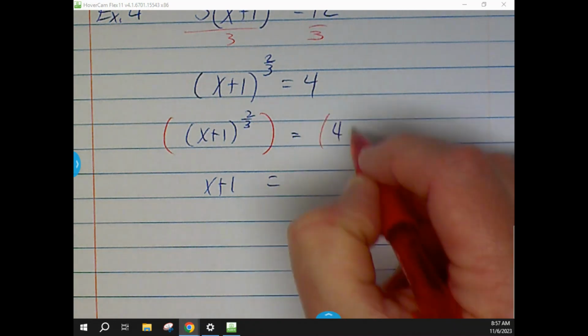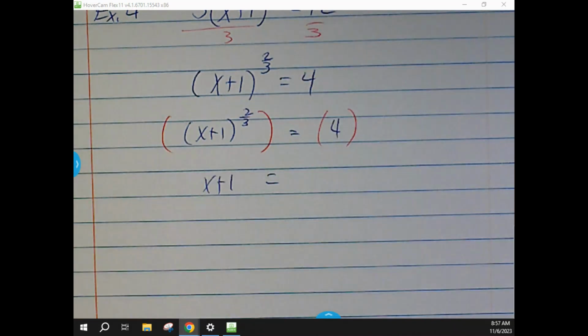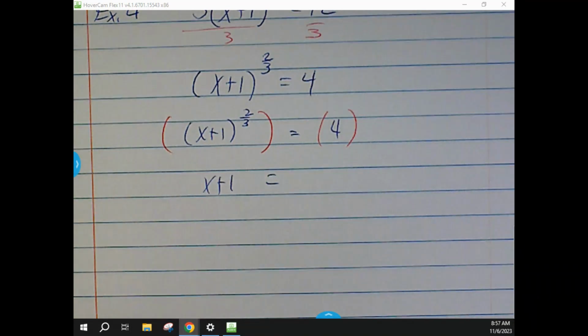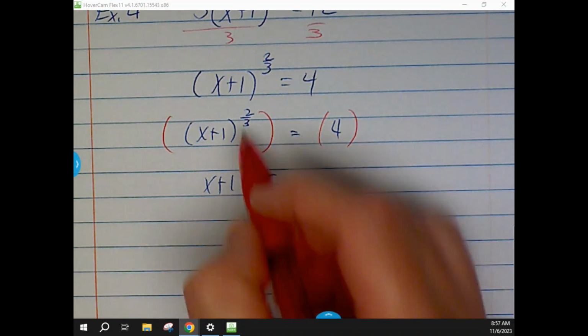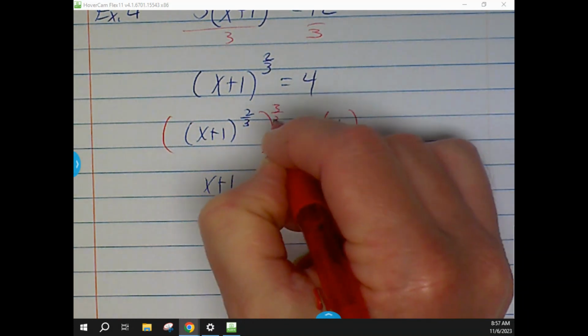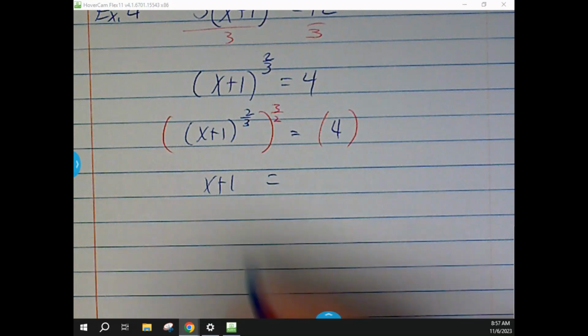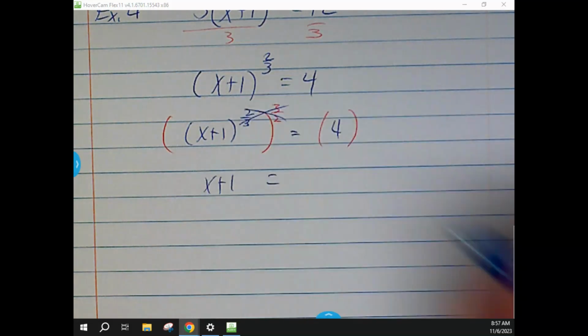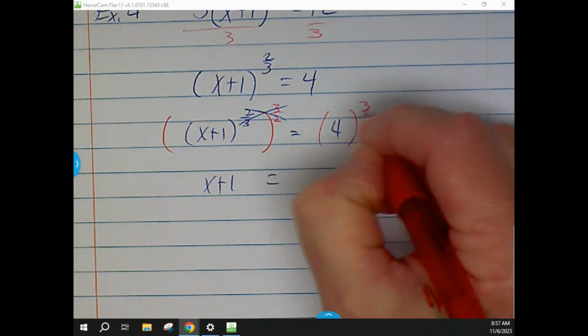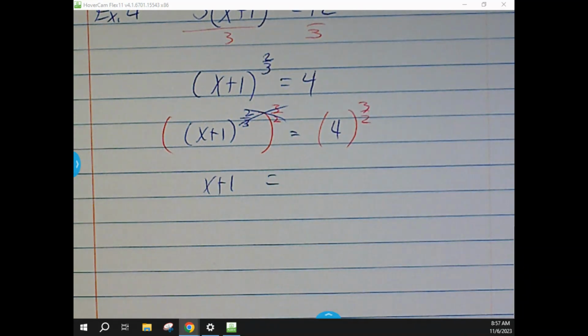Anybody got a thought? 3/2? Yes, 3/2. Just use your reciprocal power, right? So if you've got 2/3, if you raise that to the 3/2 power, 2's cancel, 3's cancel. We've got x plus 1 to the first power. We just got to remember to do that same thing over here. So it's going to be 4 to the 3/2 power. Okay, so we've got 4 to the 3/2 power.